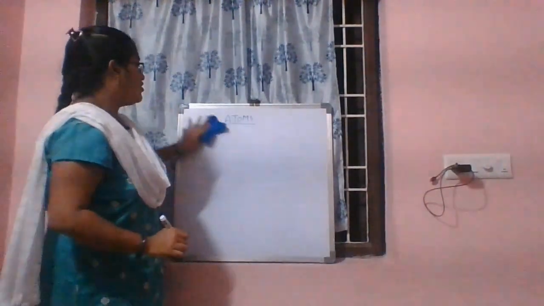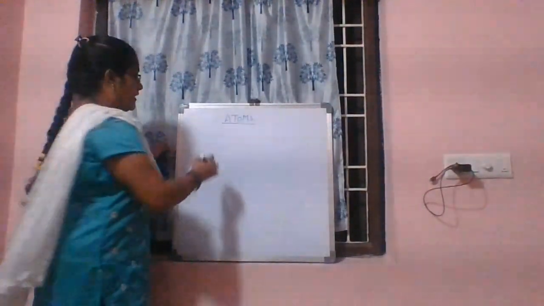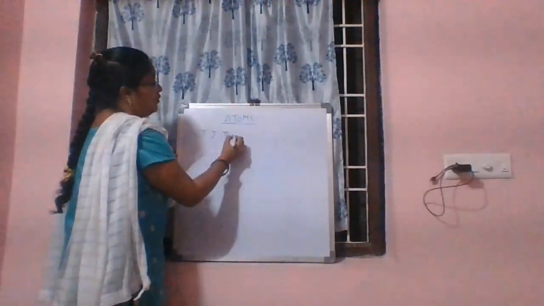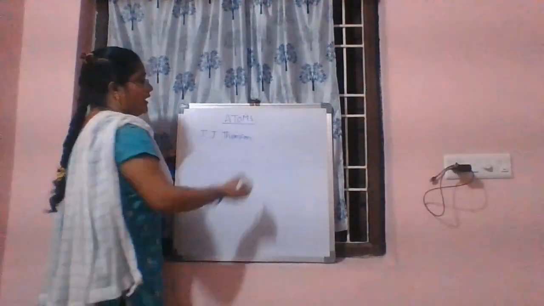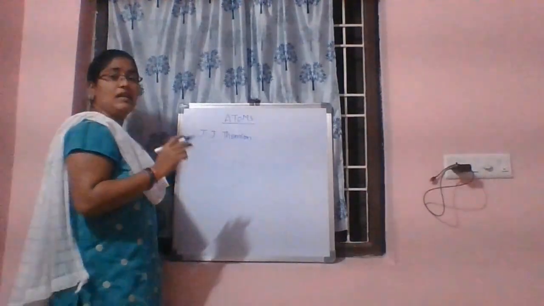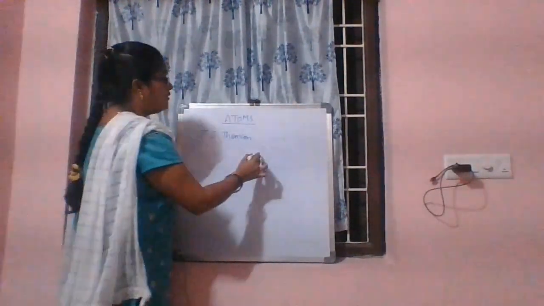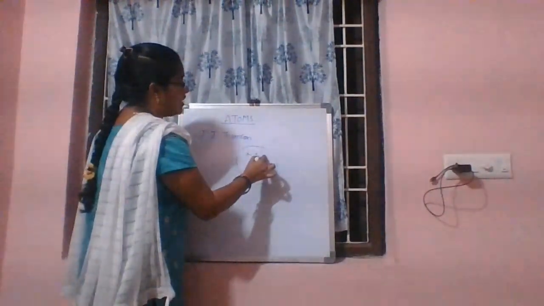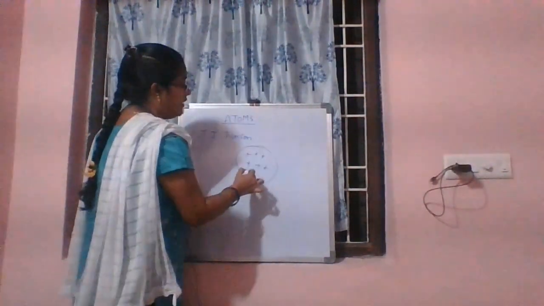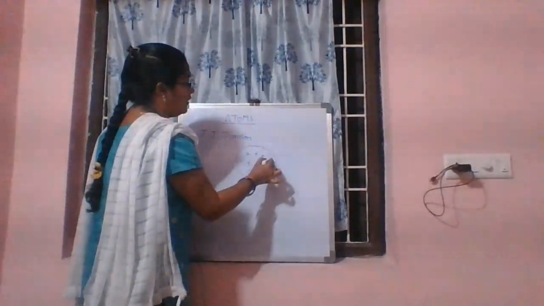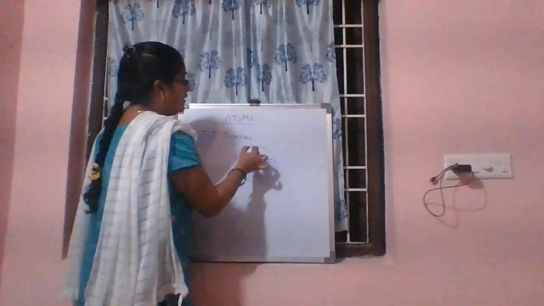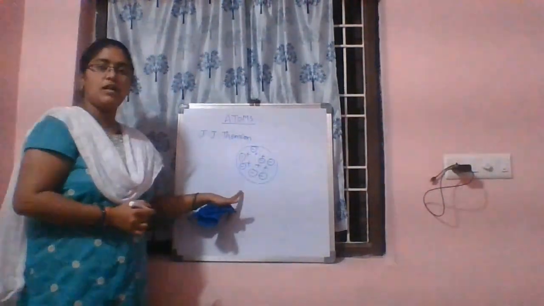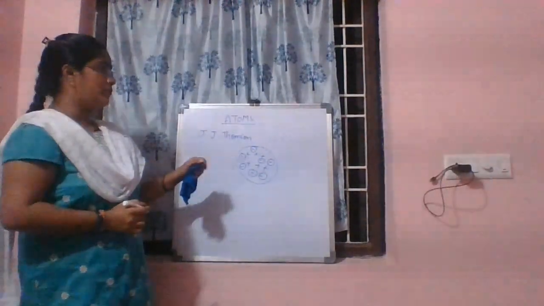Here, J.J. Thomson told that there will be some positive and negative charges. Like he took a watermelon and told that the positive and negative charges are embedded in it, like the seeds are embedded in a watermelon. This model is also called the plum pudding model.